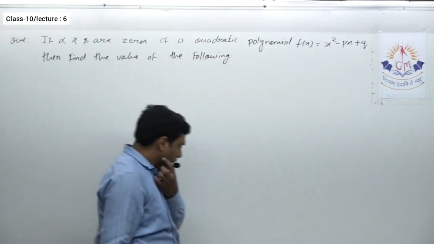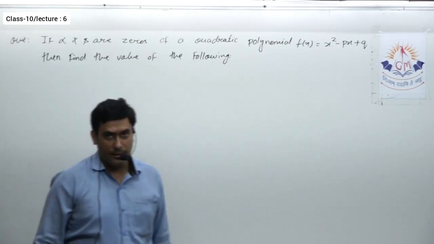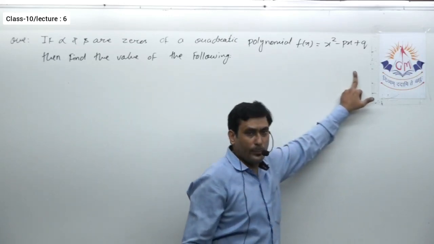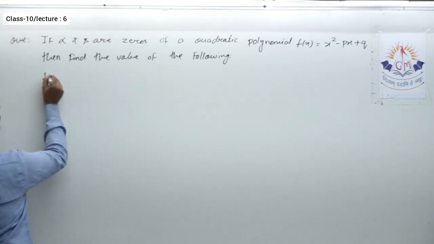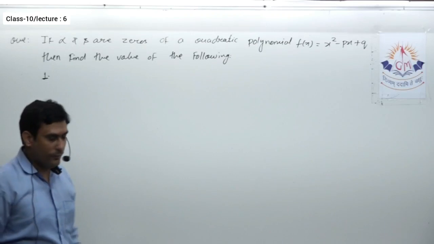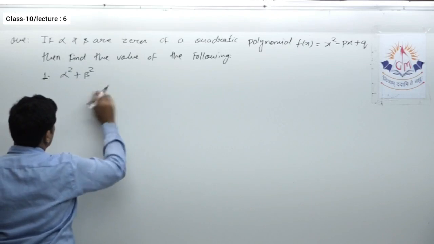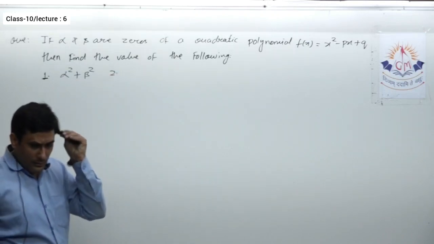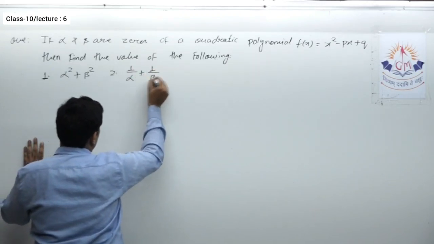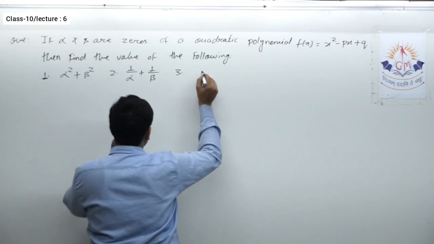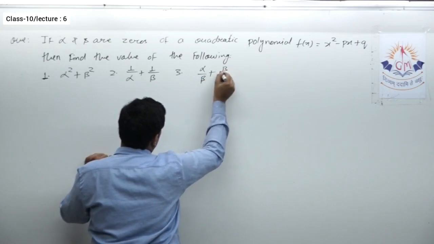Okay, so here a quadratic polynomial is given such that it is not possible to factorize it. For example, here it is x² − px + q. And what we have to do is find the values of these. Suppose the first expression whose value you have to find is alpha² + beta². Second one is 1/alpha + 1/beta. Third one is alpha/beta + beta/alpha.